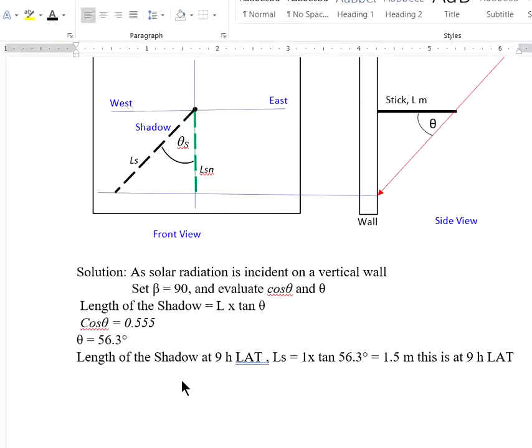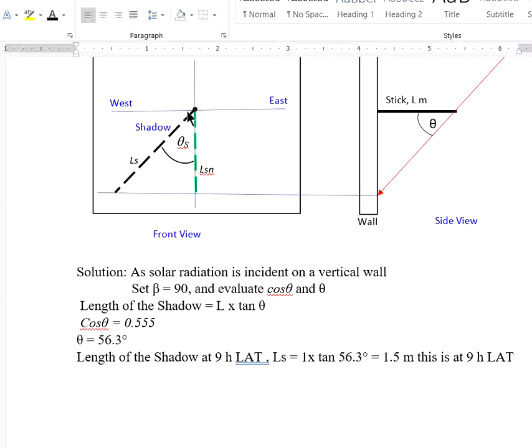So the length of the shadow at 9 hours LAT is 1 into tan 56.3, which is 1.5 meters. So the length of the shadow at 9 hours LAT is 1.5 meters. Now as the sun moves from east to west, the trajectory of the shadow remains in this line only.